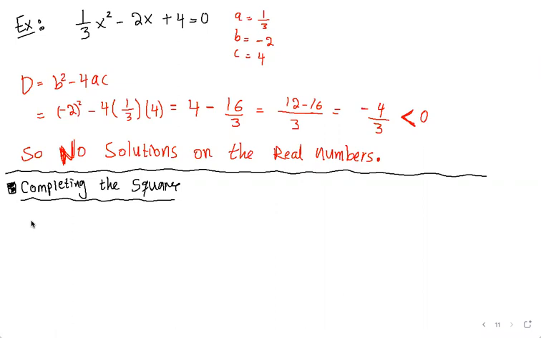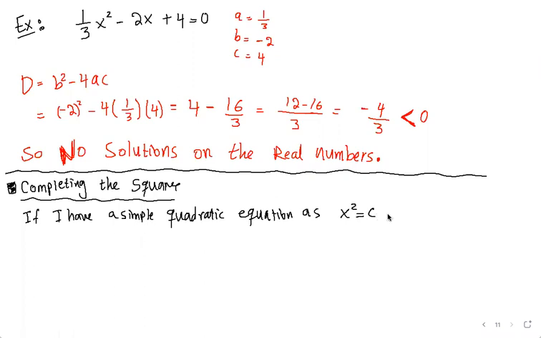If I have a simple quadratic equation as x squared equal a number c, the solution is direct. What's the solution? x equal the square root of c, or x equal minus the square root of c.